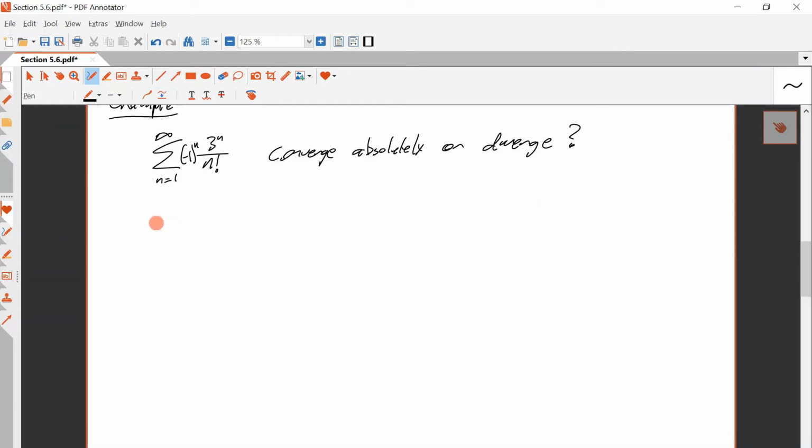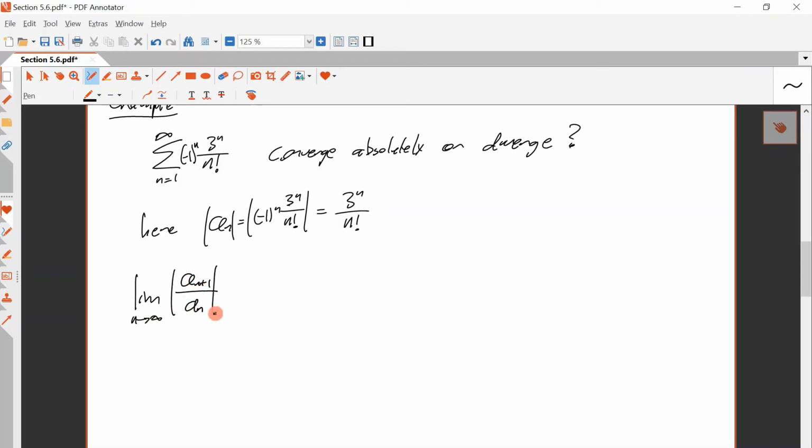Well, here a_n is equal to minus 1 to the n, 3 to the n over n factorial. But we're dealing with absolute value here, right? So that minus 1 to the n essentially goes away, because it's either plus 1 or minus 1, so you're just left with this. So now, the limit as n goes to infinity of the absolute value of a_(n+1) over a_n is equal to 3 to the n plus 1 over n plus 1 factorial over 3 to the n over n factorial. Oh, I forgot my limit.